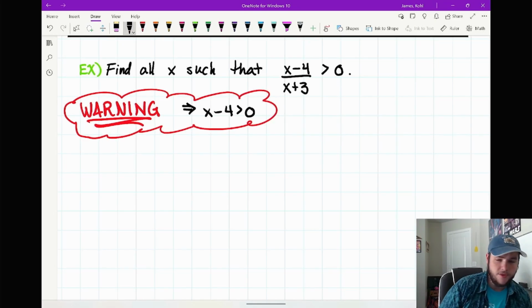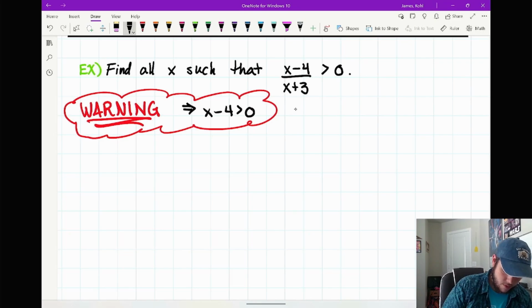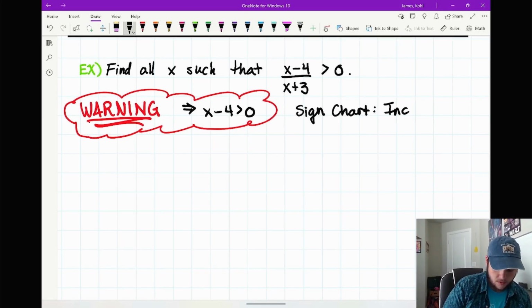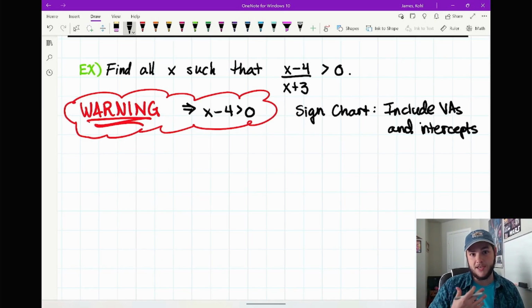How do I accommodate this warning? Well, I tackle these problems the same way I would do my polynomial inequalities, except that on my sign chart, I also want to include my vertical asymptotes. So I want my vertical asymptotes and my intercepts. Because as we saw in the previous series, that is where my rational functions might change sign. I might dramatically flip to the other side of the x-axis suddenly after crossing that vertical asymptote.